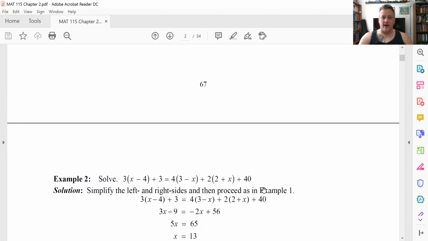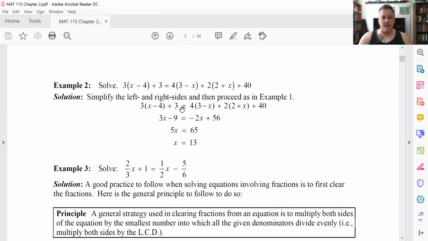All right, so now if you do that, what I've done here is, this is just the equation. I'm going to distribute the 3 through both terms of this parentheses. That would give me 3x minus 12, but minus 12 plus 3 is minus 9. And so I get 3x minus 9 on the left, and doing the same thing on the right, but I didn't write all the terms out, but you can supply the details there. Multiply both terms in here by 4, both terms in here by 2, add the constants and the x term separately, and that'll give you minus 2x plus 56.